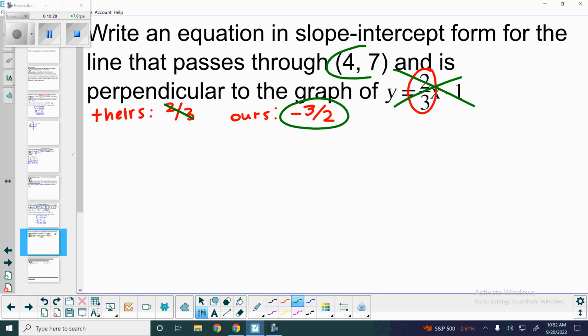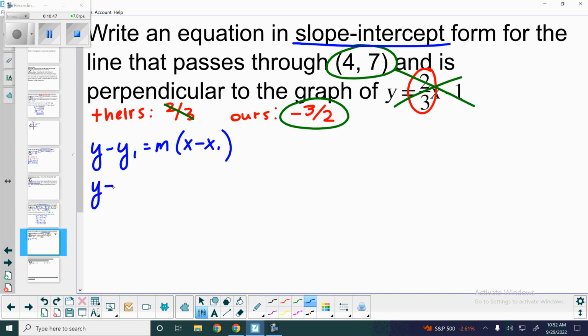Okay, here's our x1 and our y1. So we're going to start with subbing those in. So y minus y1 equals m times x minus x1. That's the point slope form we're using. Our question is asking for slope-intercept form, so we need to make sure we solve this completely at the end. So y minus y1 would be 7 from our ordered pair. For m, make sure we're using our slope, so negative 3/2. And then x minus the x coordinate, which is 4.